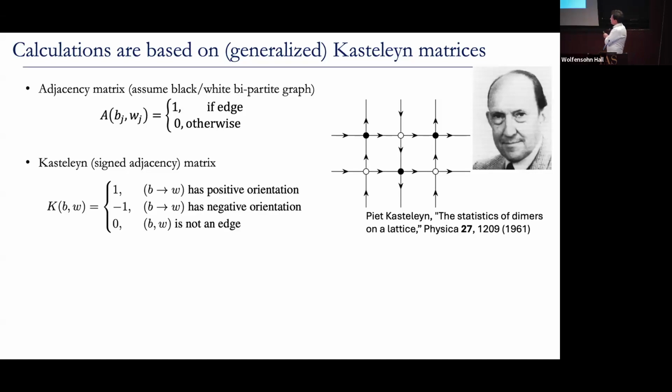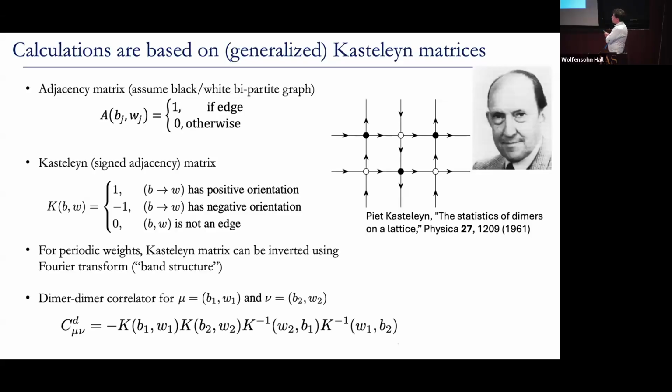And this matrix turns out to be extremely powerful. For example, the determinant of this matrix calculates the number of dimer coverings. And if you're interested in dimer-dimer correlations, you create this Kasteleyn matrix and calculate its inverse, which can be done by a Fourier transform, like a band structure. The dimer-dimer correlator is then simply given, if you have two dimers at 1 and 2, by this object. And in principle, you can calculate anything you want.